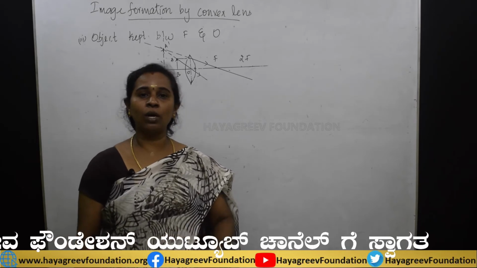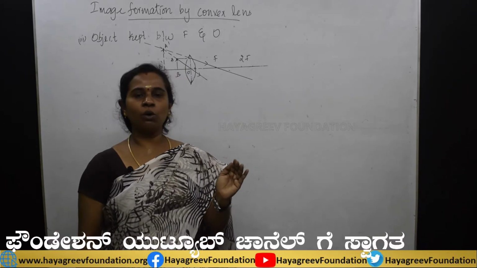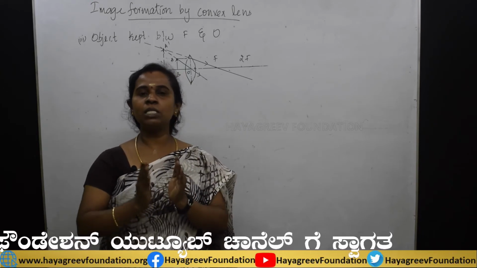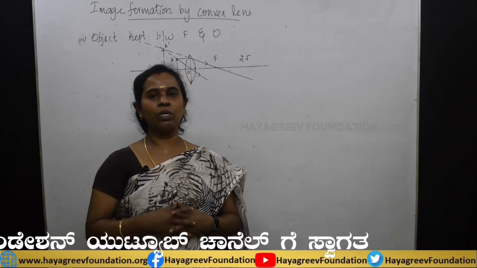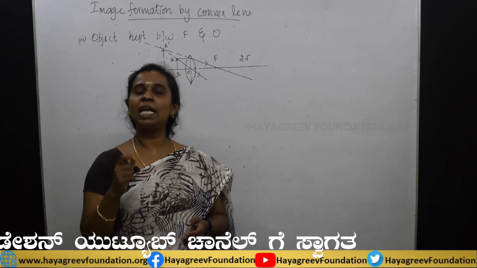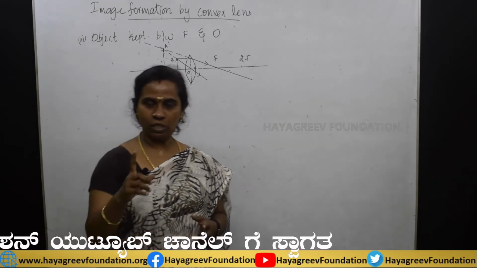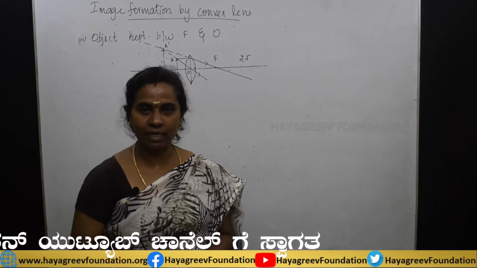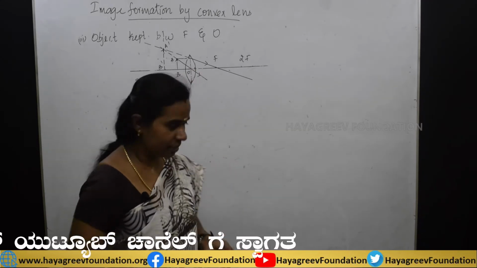The image formed by a concave lens is always virtual. Wherever you keep the object, the image will always form between the optic center and the principal focus. A very diminished, erect, virtual image is formed by a concave lens. With the help of a single diagram, I am going to explain the image formed by a concave lens.